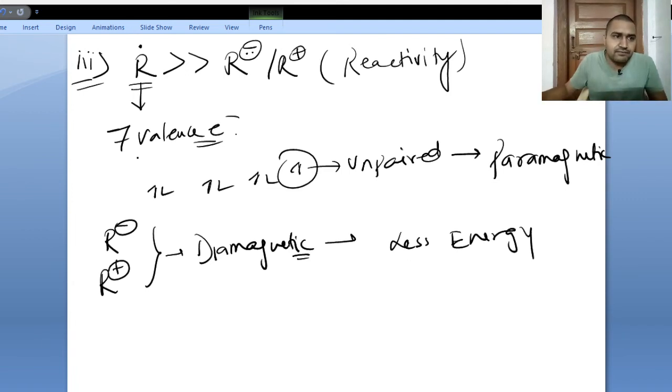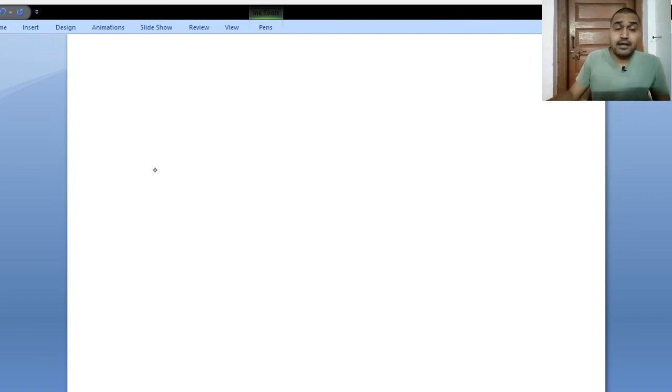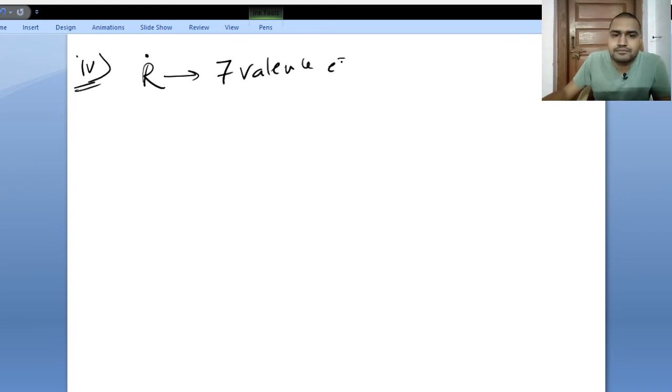Now the final thing, the fourth thing that we are going to discuss is: as we all know, a free radical has 7 valence electrons, which is less than 8 electrons.